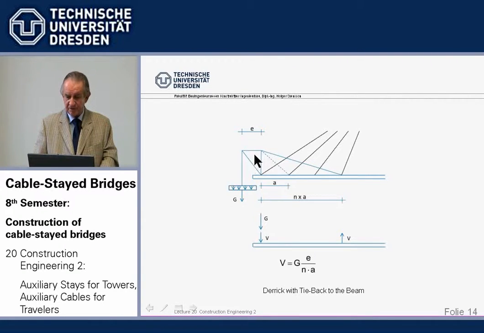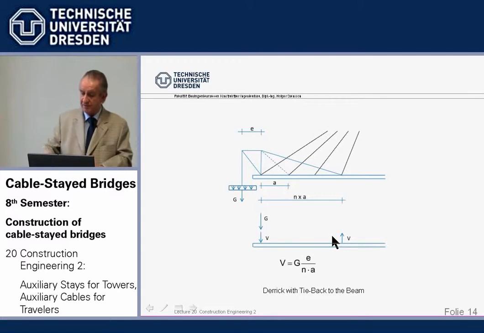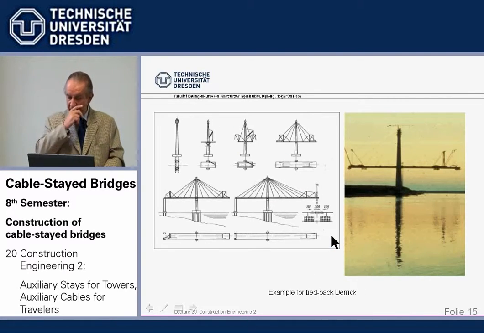Instead of going to the first cable, we go to here. That means the force couple from this weight, and that means the moment here at the tip is reduced proportionally if we tie the derrick further back. One example, again, the Zárate bridges, where at least the derrick tieback went back 2 cable distances instead of going closely here. We can see it here.